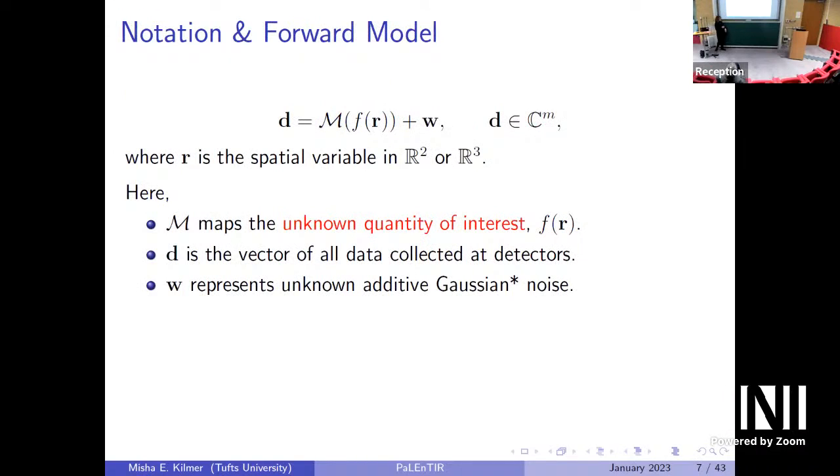So my notation for this is that D is my data. This script M just denotes my forward model mapping from the unknown quantity of interest, and here I've just written it in the continuous form. You'll see why in a few slides. R is a spatial variable, so it's either a 2D or 3D quantity, and W in this case represents unknown noise. I am assuming that it's Gaussian white noise. However, I think we've done some examples that suggest that we don't really need this restriction at all either.